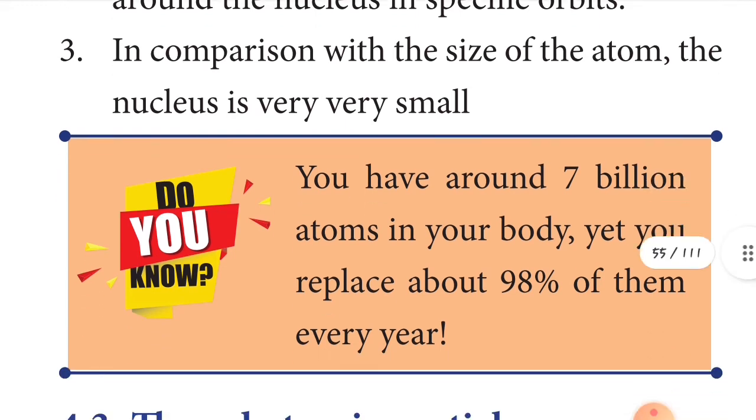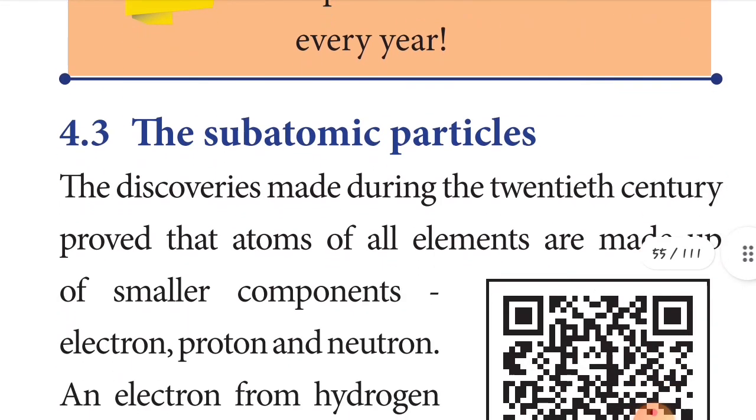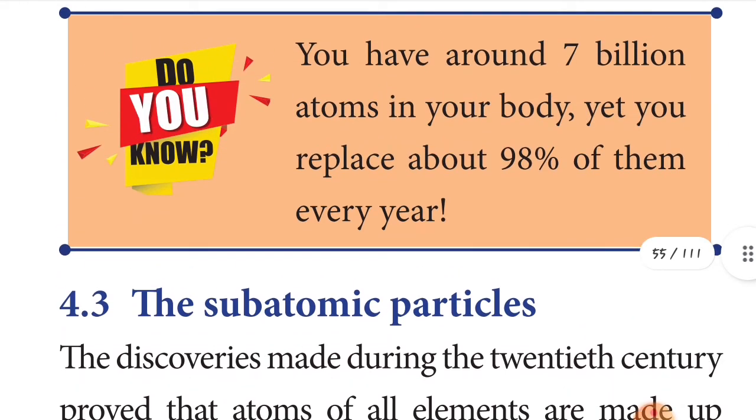And do you know, children, you have around 7 billion atoms in your body. In our human body, how many atoms, children? 7 billion. Yet you replace about 98% of them every year. Every year they will be replaced again and again. This is clear to you, children? How many billion atoms in our human body?